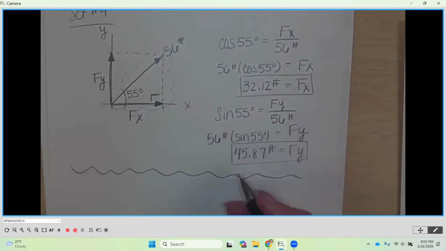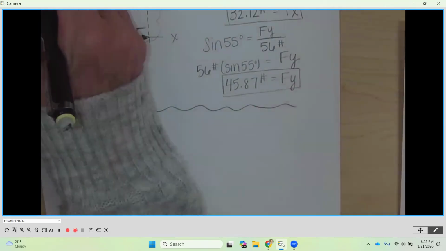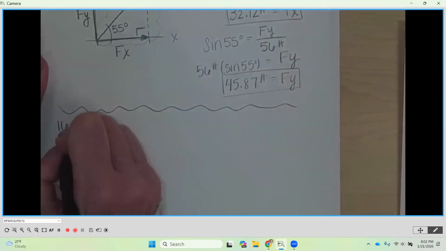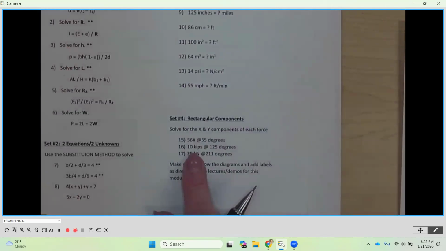So good. Let's do number 16. So this was 15, number 16. All right, number 16, it says we have 10 kips. Anybody know what a kip is? We don't hear it much. It's actually an English unit. It's 1,000 pounds. So instead of saying 10,000 pounds, we say 10 kips. Okay. And we're going to see that quite often going forward. So a kip is 1,000 pounds.